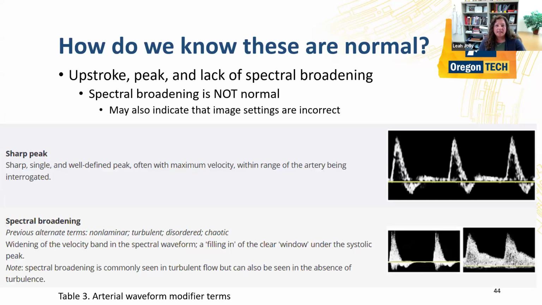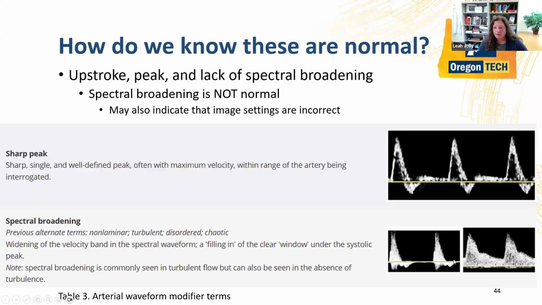And then the last thing that tells us if something is normal or abnormal is lack of spectral broadening. Spectral broadening is filling underneath this window. So we want to see a nice white waveform. That tells us that all these red blood cells are moving in the same direction when it's white like that, and there's not a lot in this black area. So this is a good waveform.